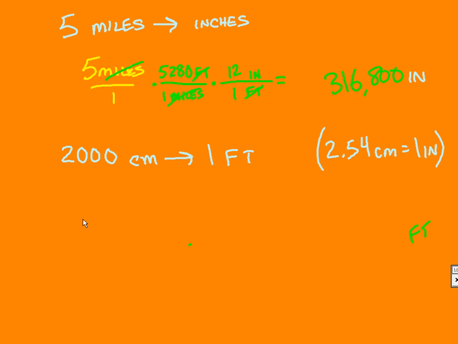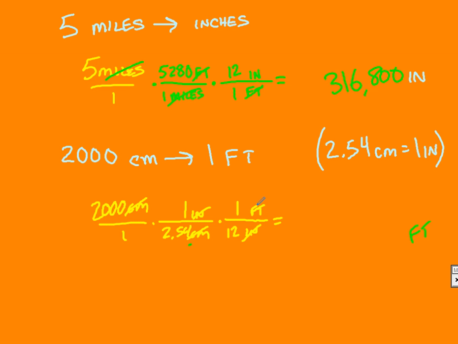Let's do the same idea here. Start with my 2,000 centimeters. Put it over 1. And how can I convert this? Well, I am given that there are 2.54 centimeters per 1 inch. I don't want inches though, I want feet. So to change that, I'm going to change inches into feet. And I know that there are 12 inches for every 1 foot. So now my inches have canceled, my centimeters have canceled, so I'm canceling out the right words to leave me with feet like I want.